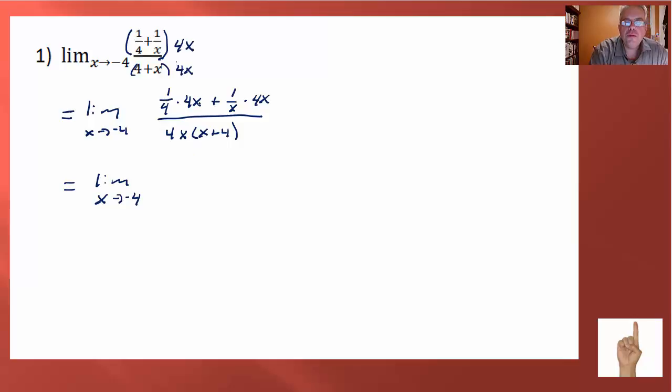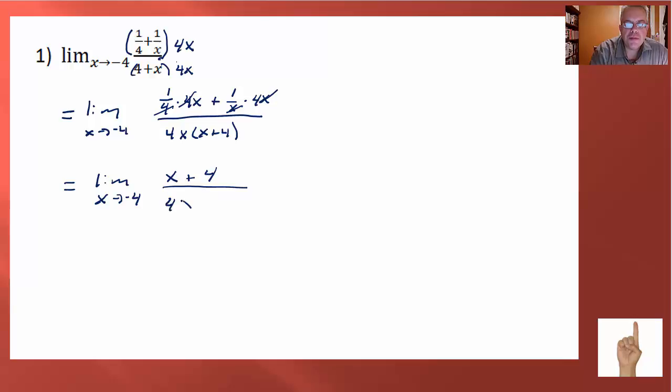Here, when we multiply 1/4 times 4x, the 4's cancel because we're dividing by 4 and multiplying by 4. 4 over 4 is 1. And we're left with 1 times x, which is just x. So that's how the first expression simplified. Here I have 1 over x times 4x. This time the x is canceled because I'm dividing and multiplying by x. Again, because it's x over x, which is 1. And I'm left with 1 times 4, which is 4. So the numerator simplified dramatically.